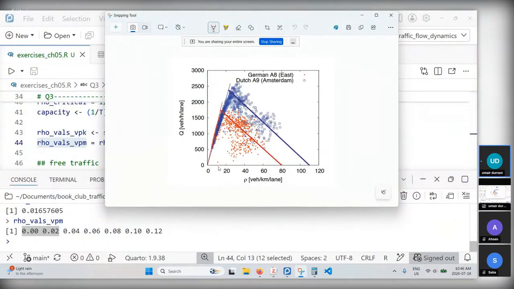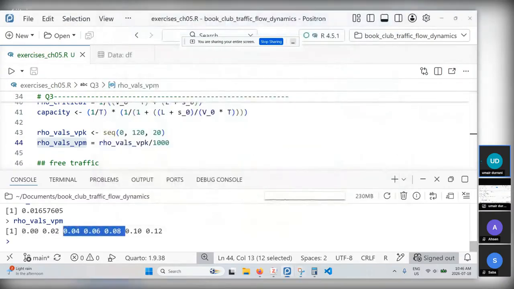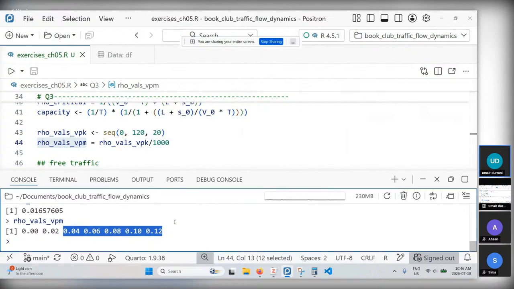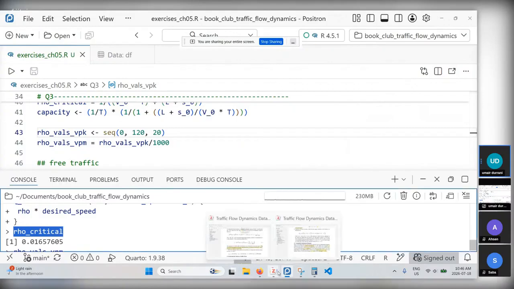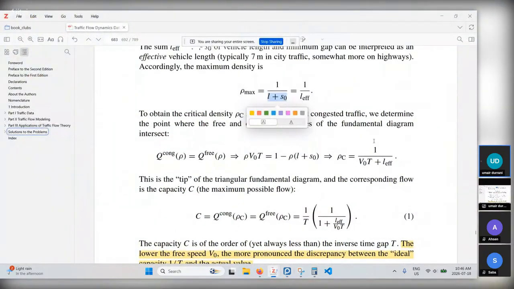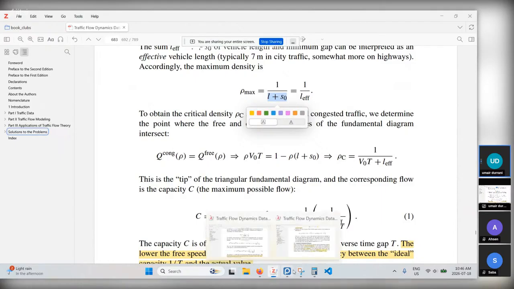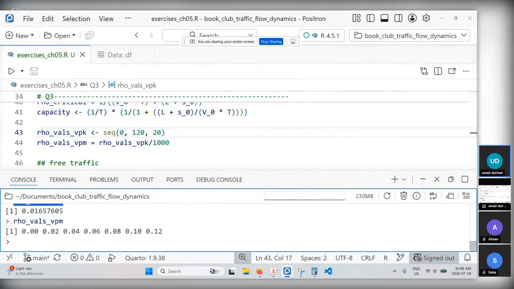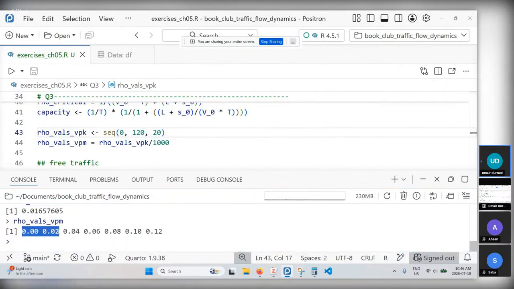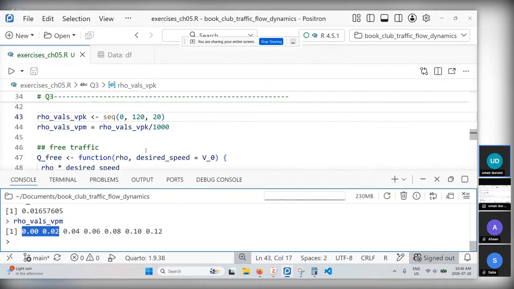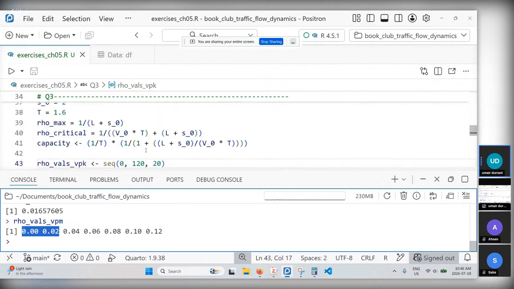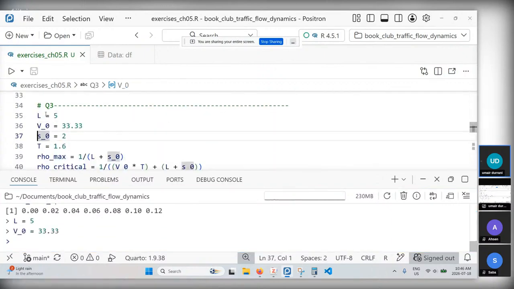These first two values are for the density in free conditions, and the remaining values are for the density in the congested conditions. This is based on the critical value, which is again based on the derivation, which is done here. So based on this formula, the critical density where the flow is the maximum is 0.016, which is smaller than 0.02. So we consider that these are the first two values for free conditions, and then after that, it is congested conditions.